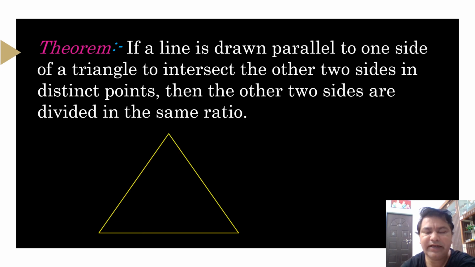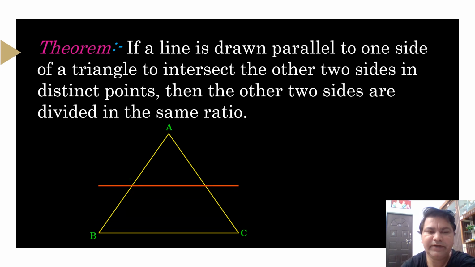If there is a triangle ABC, then we draw a line parallel to any one side. It is going to intersect at two different points. It may be either from the left side, that means AB, or from the right side, that means AC, or from the bottom.